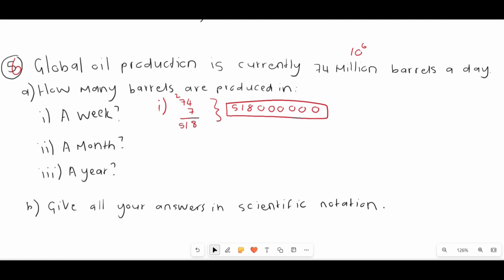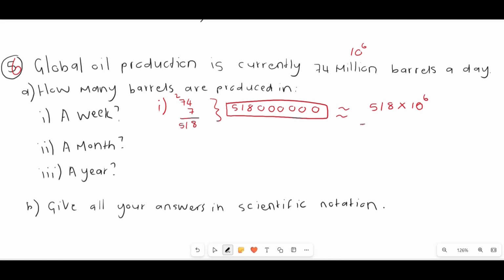Okay. I'm soon going to move on to giving you these answers in scientific notation, because I'm then going to erase it and do the month, and then erase it and do the year. So let's go and write this in scientific notation. We know that if I've got a big number like this, I can just go and count my zeros. So we can write it as 518 times 10 to the power of 6.